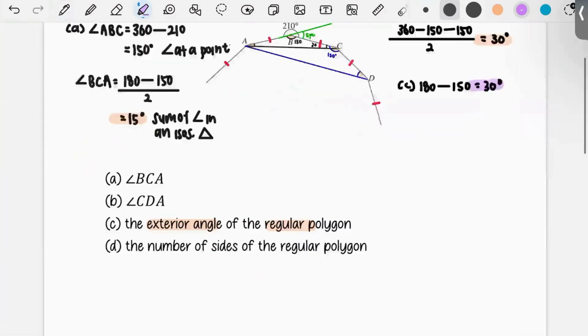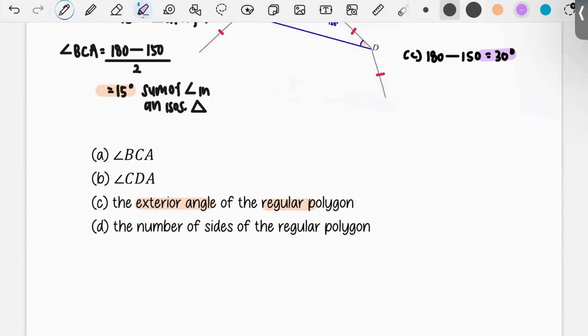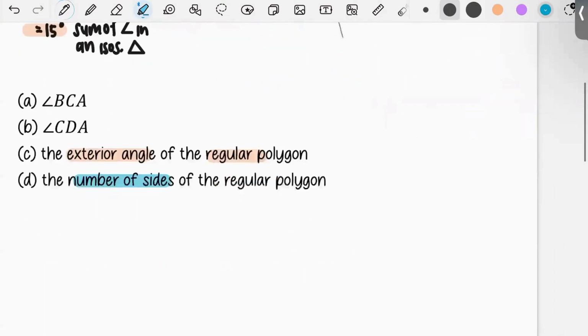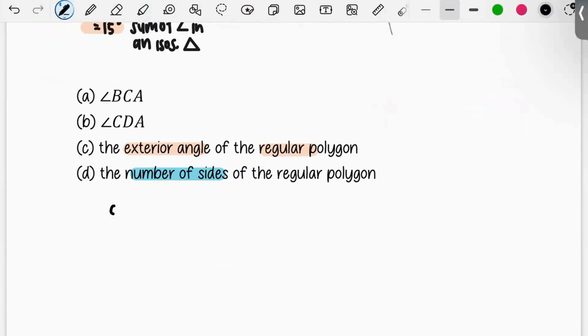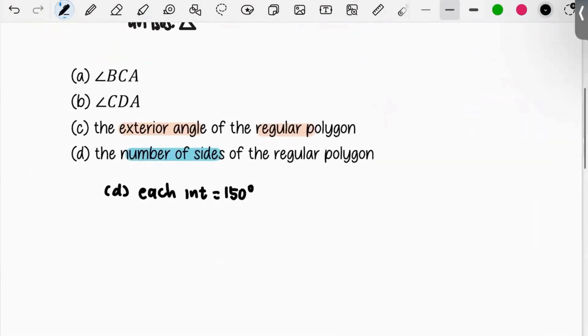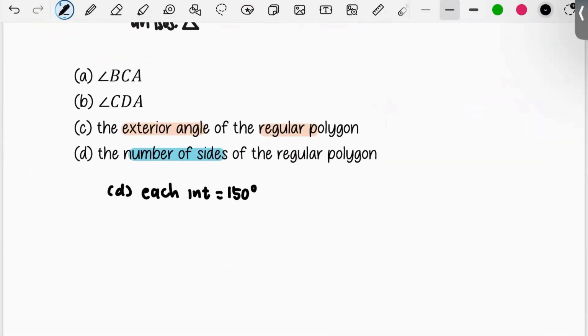I love this kind of question. This kind you do a little bit of manipulation. Find the number of sides of a regular polygon. So what you understand is that each interior angle is actually 150 degrees. So what you can do is use the formula n minus 2 multiplied by 180. This is the sum of interior angles. You divide by the number of sides, and it will give me each interior angle.